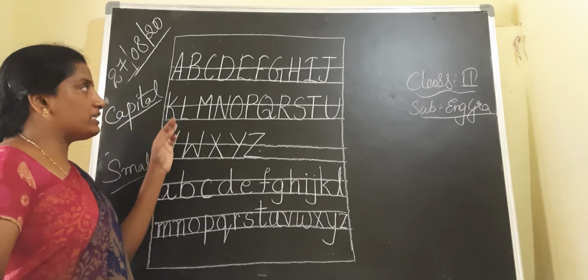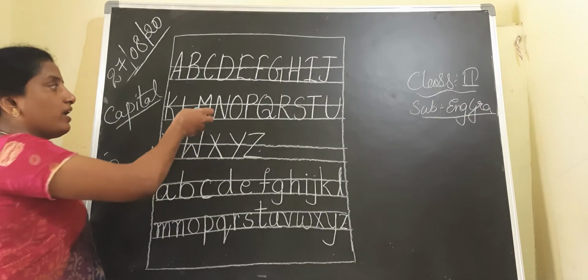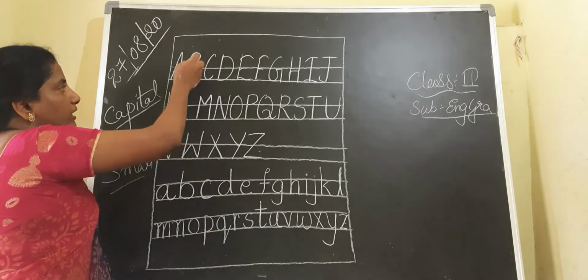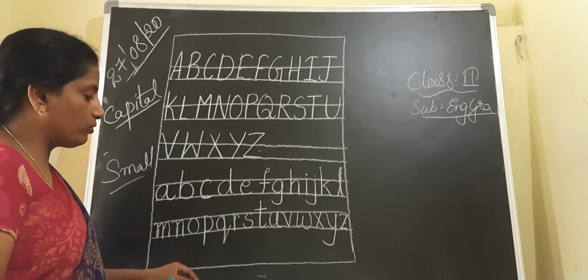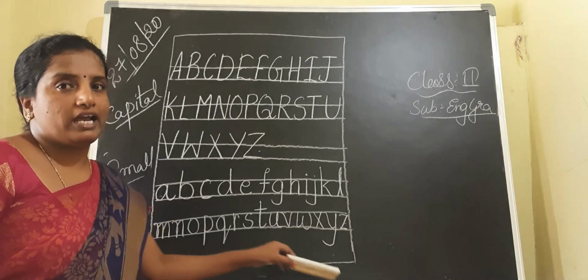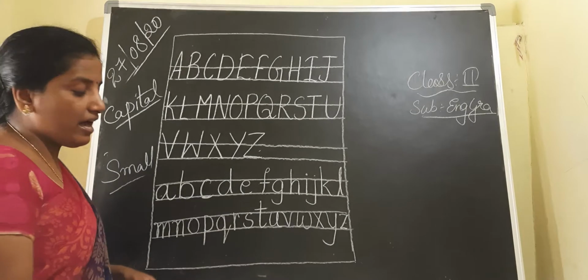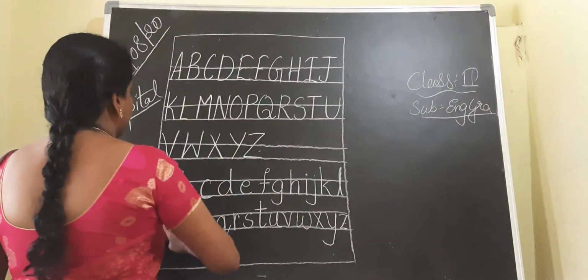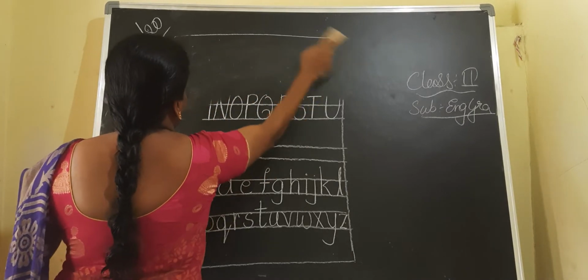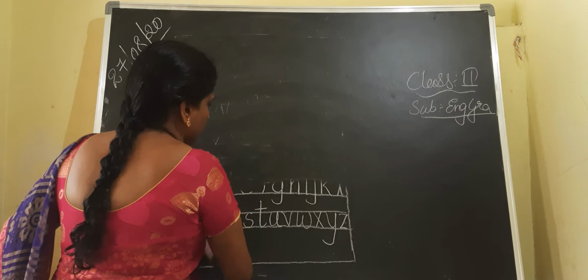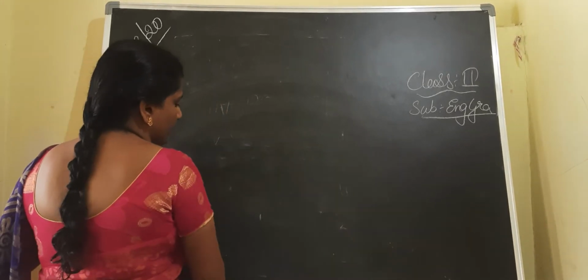See children, the difference between the capitals and the smalls. Whenever we write the capital letters, we write a little bit above the line, and when we write the small letters, you have to write in between the two lines. Is it clear? And the order given to you is known as alphabetical order. Already we have learnt the alphabetical order of the letters, how to write the letters, and how to write the words in alphabetical order.